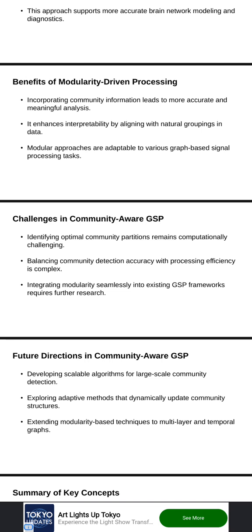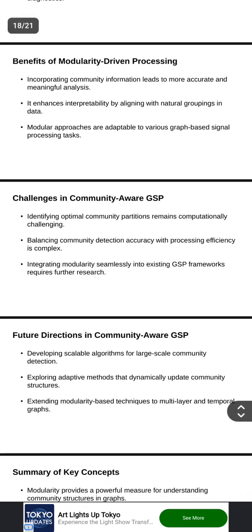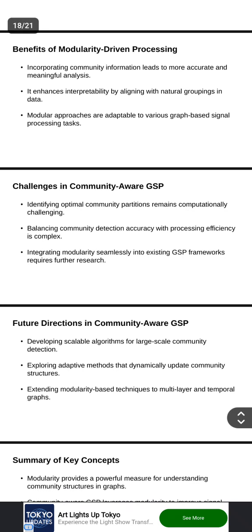Advantages over traditional GSP. It captures mesoscale structure, that is the community level, not just local, that is edges, or global, that is the entire graph. Better performance when signals are piecewise smooth inside communities but not across them. More interpretable results for clustered networks.